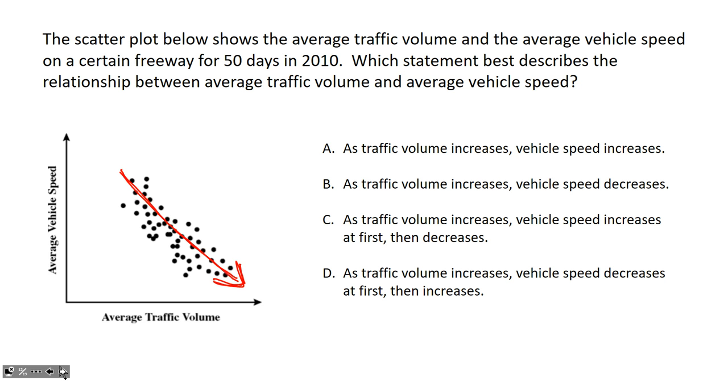So as I go from left to right, or in other words, as the average traffic volume gets bigger, the average vehicle speed goes down. So as the average traffic volume increases, the vehicle speed decreases.